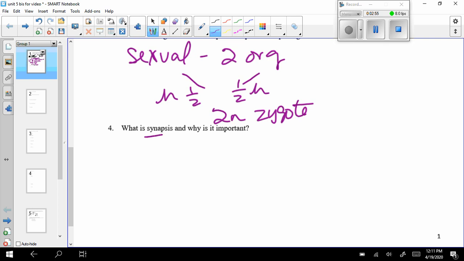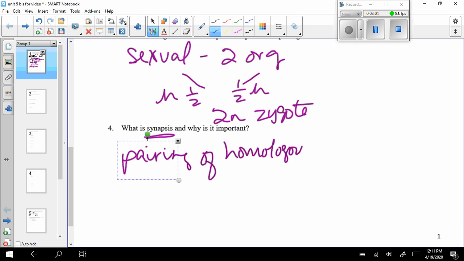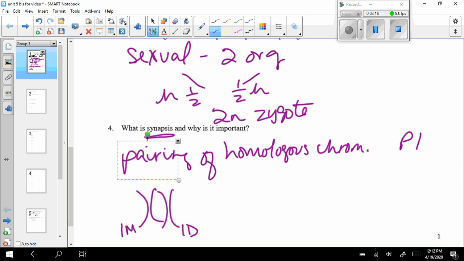All right, what is synapsis? So this is the word that I said was going to come up again. So this is the pairing of homologous chromosomes. It happens during prophase 1. It looks like this. So this could be chromosome 1 from mom and chromosome 1 from dad. And they pair up here at the equator so that they will separate. And together, you call it a tetrad because there's 4 sister chromatids.